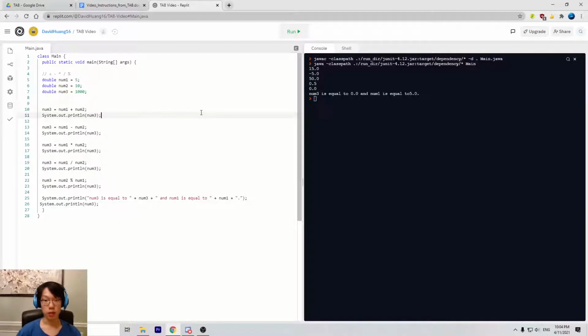So that's a very quick and very brief overview of how to use math operators and how to concatenate in Java.